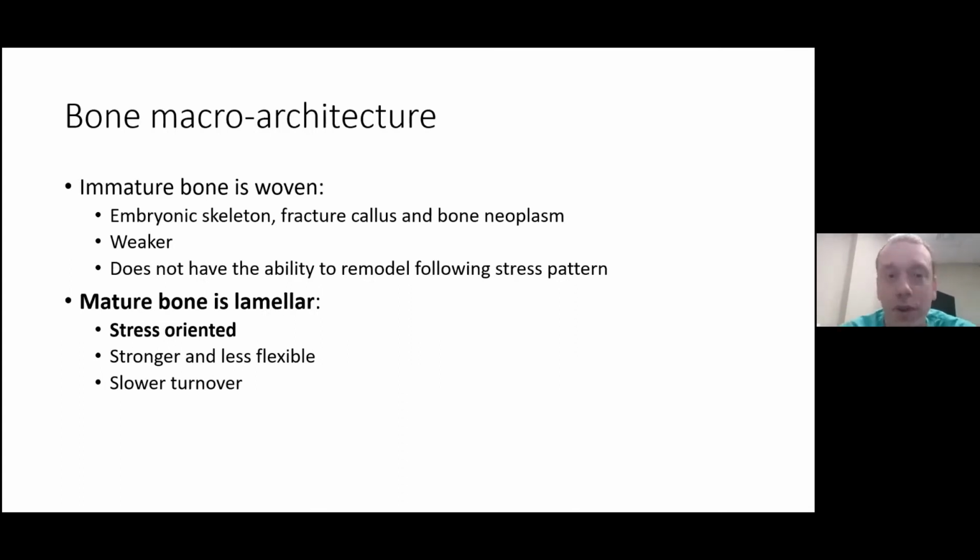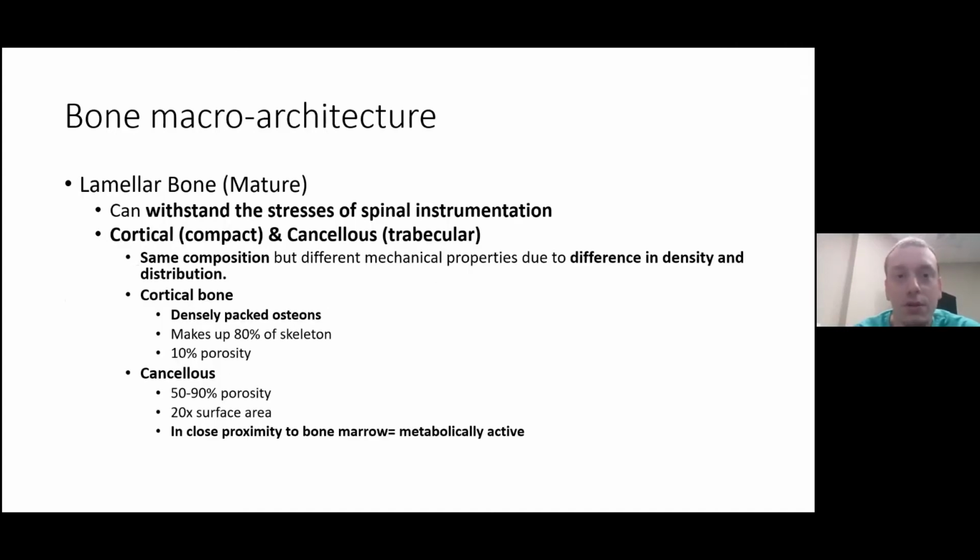Immature bone is woven, and some examples are the embryonic skeleton, fracture calluses, and bone neoplasms. It's usually weaker and does not have the ability to remodel following stress patterns. Mature bone is lamellar, it's stress oriented, it's stronger, but has slower turnover. So lamellar bone, which is mature, can withstand the stresses of surgery or spinal instrumentation.